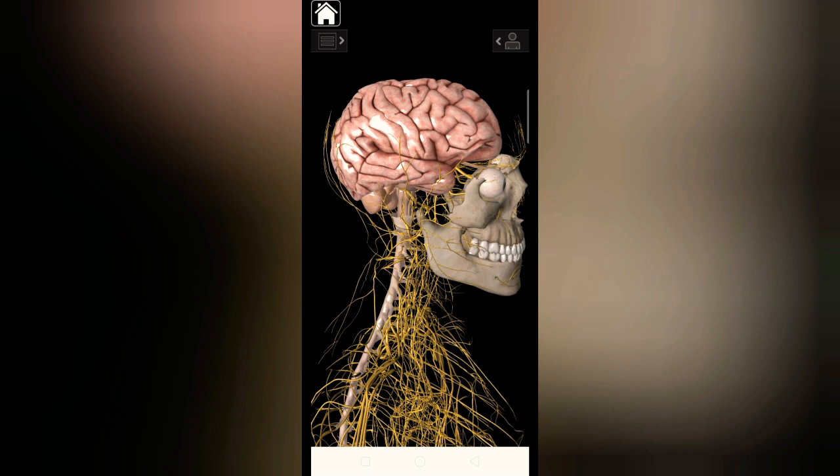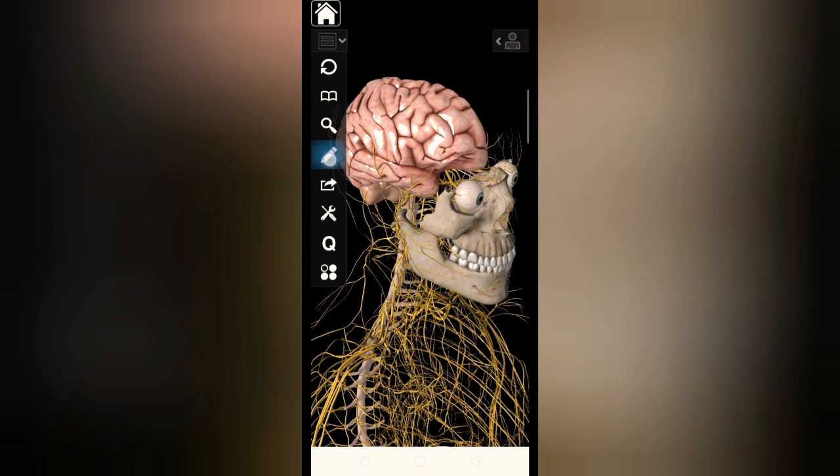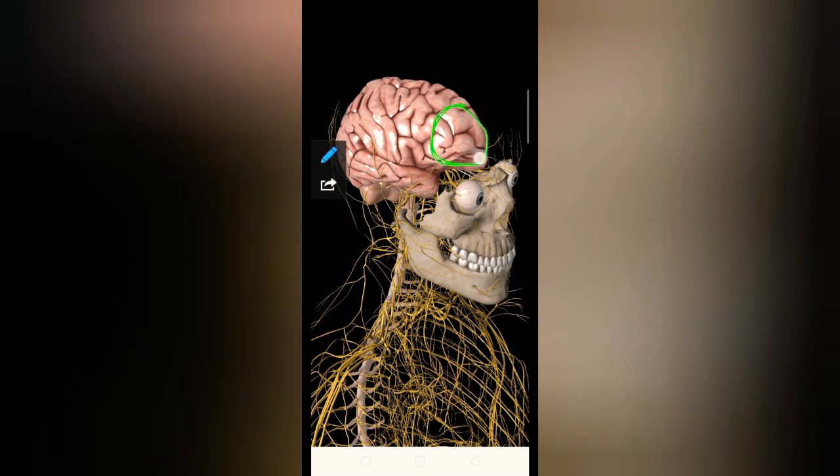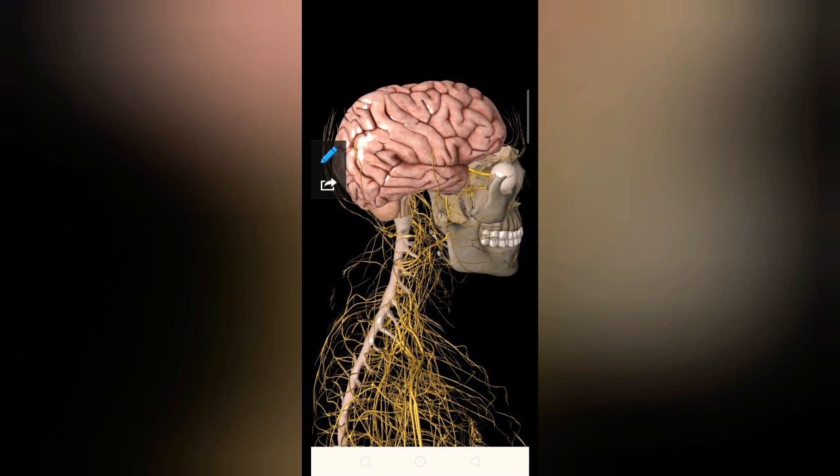These sulci and gyri divide the brain into different lobes. To memorize, you should learn that the brain has four lobes. The first lobe is the frontal lobe, which is present at the front. So this is the front part. This is the frontal lobe. Take a rough look. This is the frontal lobe, and similarly we have a parietal lobe.